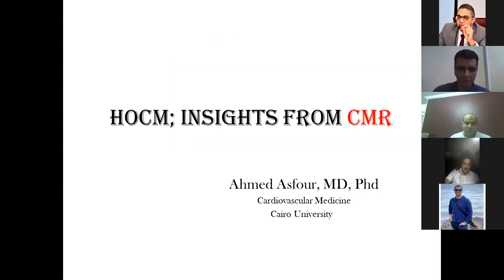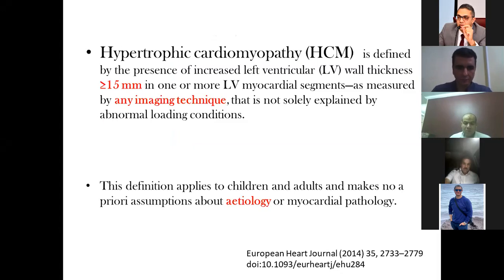I will go directly to my presentation, skipping the definition, just taking the most important part of it: any LV increasing wall thickness more than 15 millimeter is considered hypertrophic cardiomyopathy. So hypertrophic cardiomyopathy has different genotypes and phenotypes. We will try by cardiac MRI to differentiate between them as much as we can.